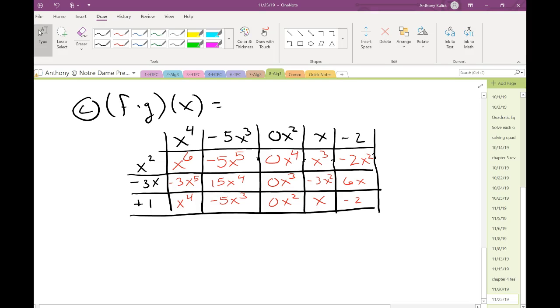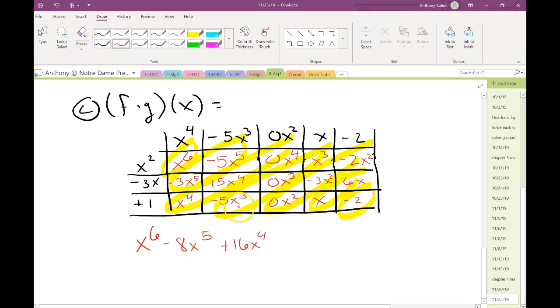Okay. So now we'll just combine like terms. The nice part about this is that the like terms are organized along the diagonals. So I have just x to the 6th, and I have negative 3x to the 5th and negative 5x to the 5th to give me negative 8x to the 5th. And then I have x to the 4th, 15x to the 4th, and then 0 to give me 16x to the 4th.